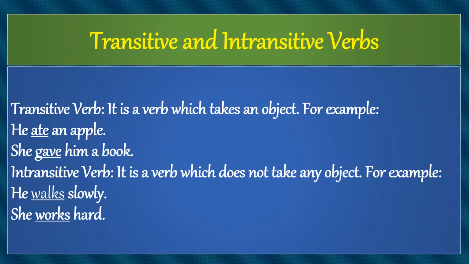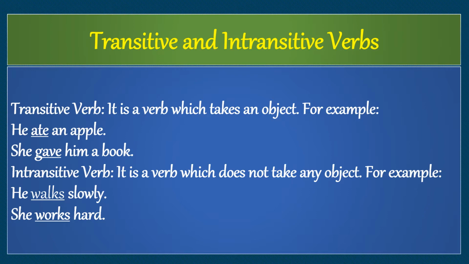But before moving towards passive voice, I am going to clarify the meaning of transitive and intransitive verbs. The first one is transitive verb. A transitive verb is a verb which takes an object or objects. For example, he ate an apple. Here in this sentence we have only one object, that is apple.